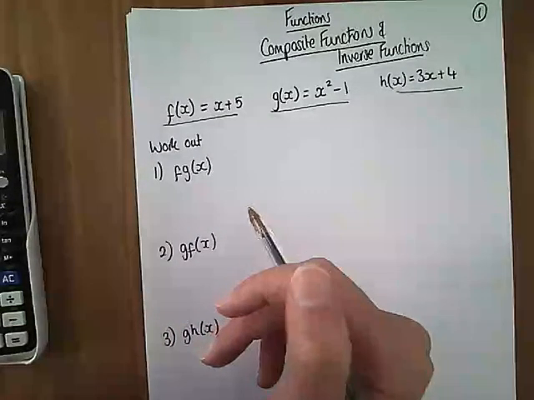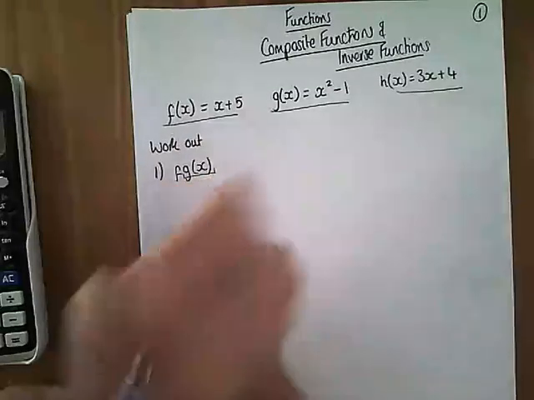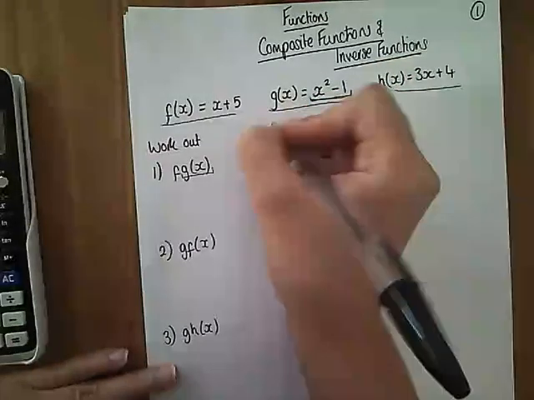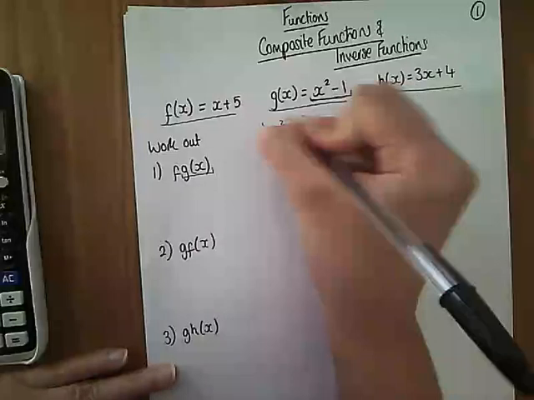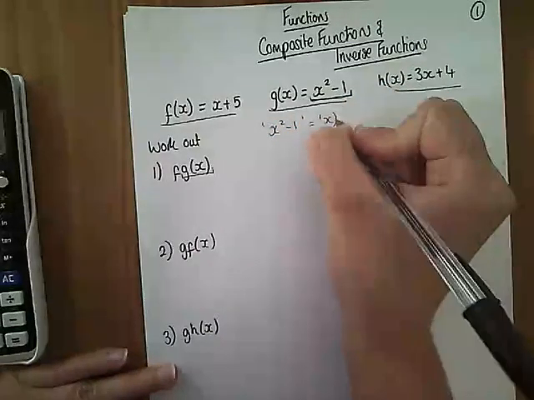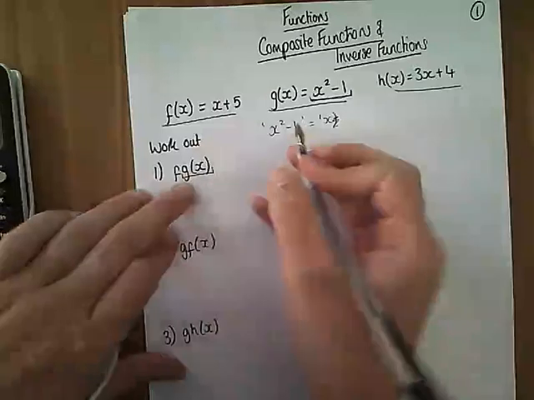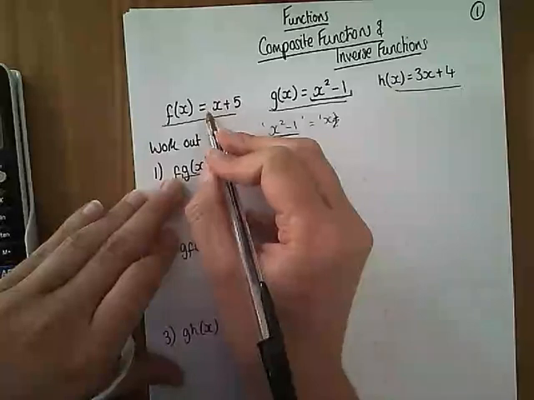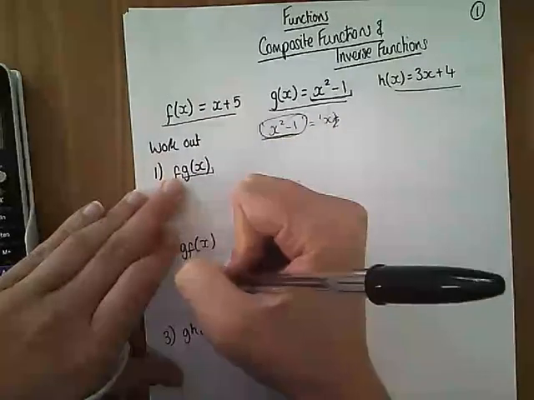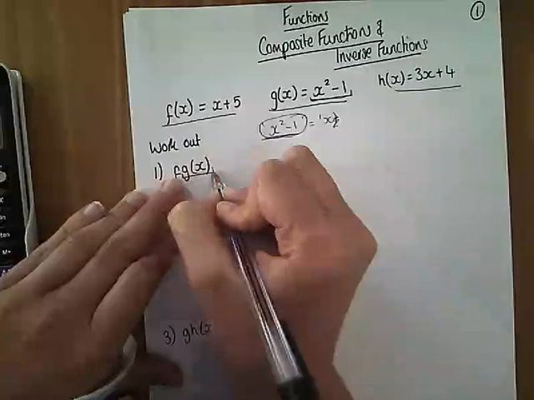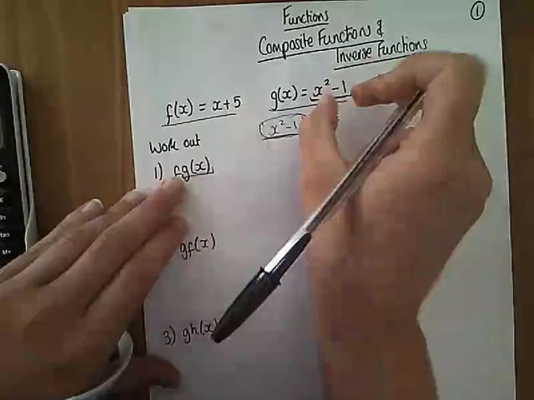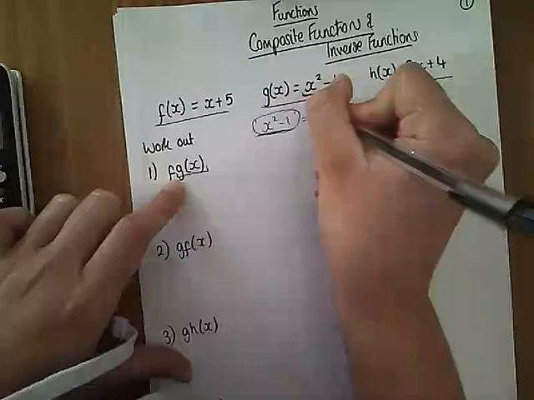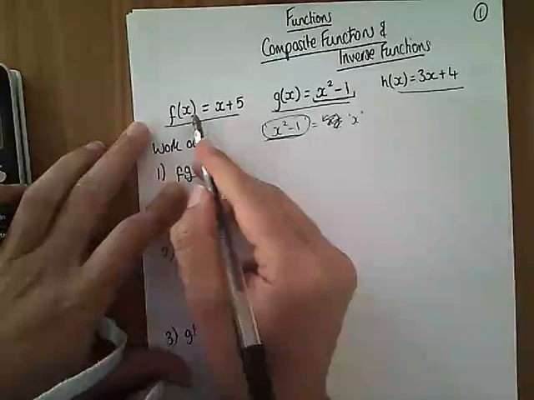Okay, so what this is saying is, we're going to take our g of x, we're working inside out again, so we're taking our g of x, which is x squared minus 1. x squared minus 1 is acting as our x. So we are going to put that into f. So wherever we see an x in f, we are instead going to write x squared minus 1. So we're taking g and we're putting it into f. So g is becoming our new x. Wherever we see an x in f, we're going to write x squared minus 1.